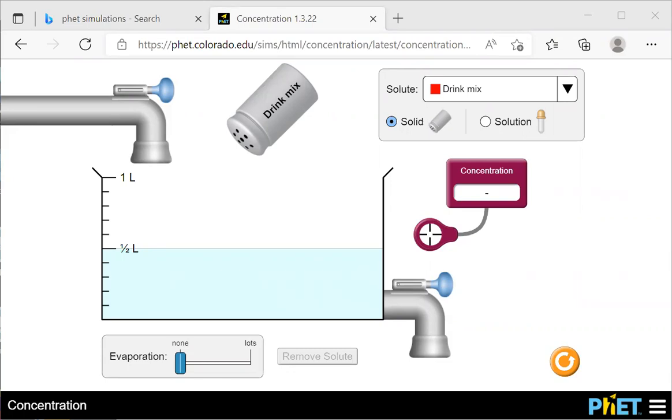In Part C, you're going to be predicting the concentration of a diluted solution, which includes just some word problems in which you're going to be doing calculations, and then you're going to be using the simulation to see if your calculations correspond to what the simulation is illustrating.